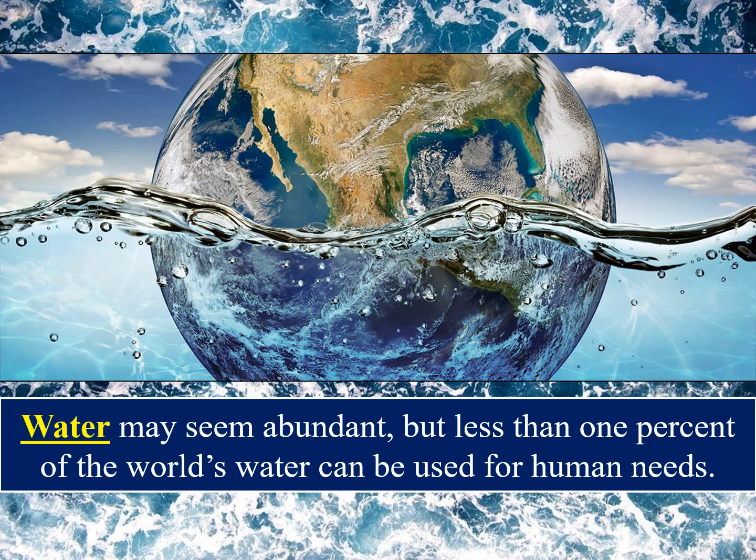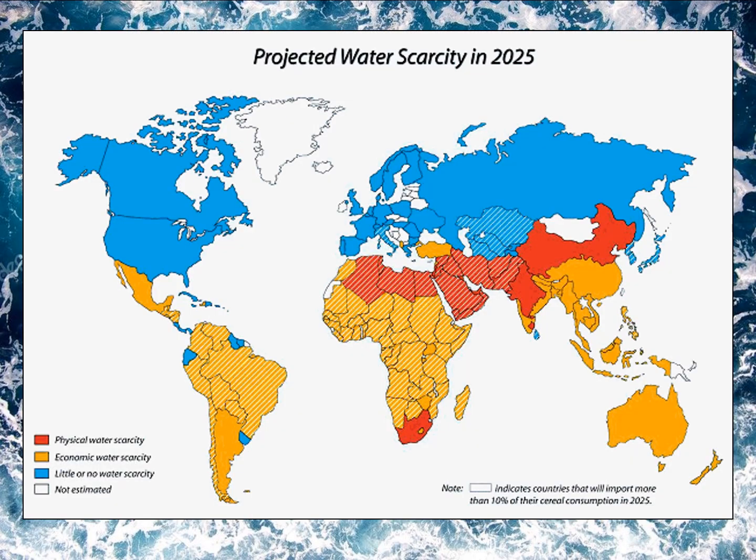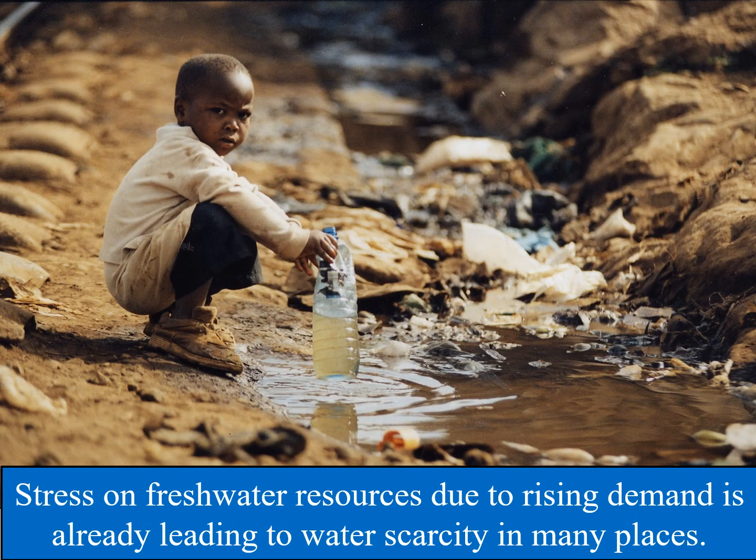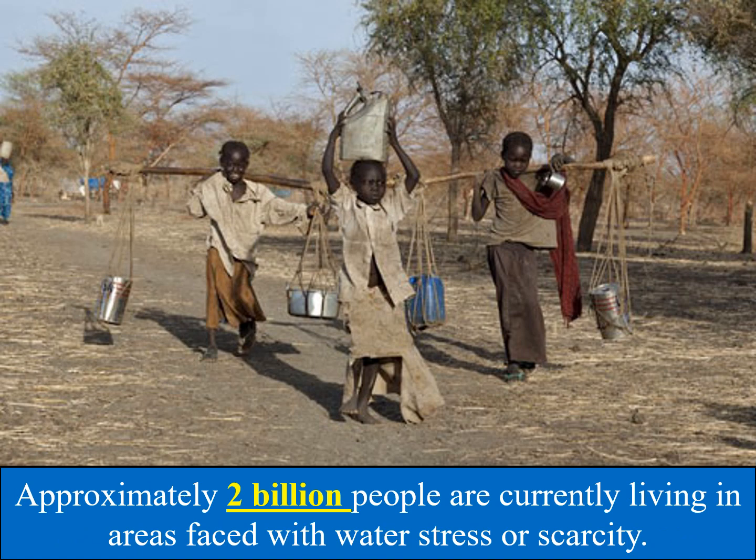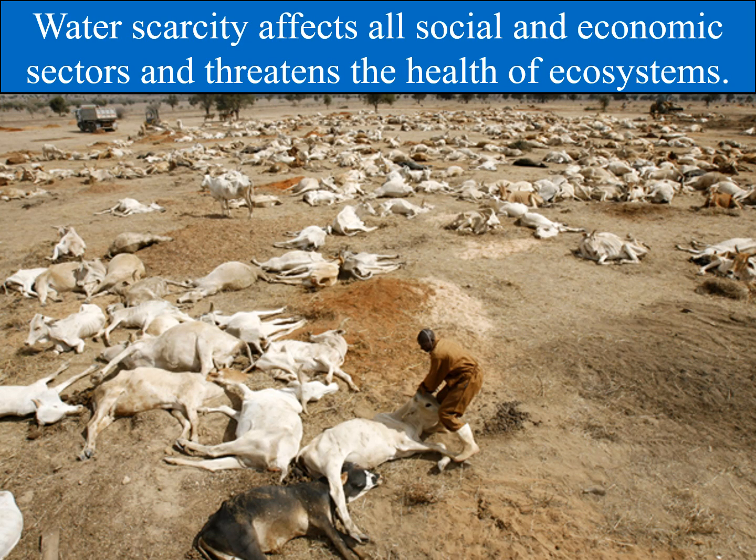Water may seem abundant, but less than 1% of the world's water can be used for human needs. Stress on freshwater resources due to rising demand is already leading to water scarcity in many places. Approximately 2 billion people are currently living in areas faced with water stress or scarcity. Water scarcity affects all social and economic sectors and threatens the health of ecosystems.